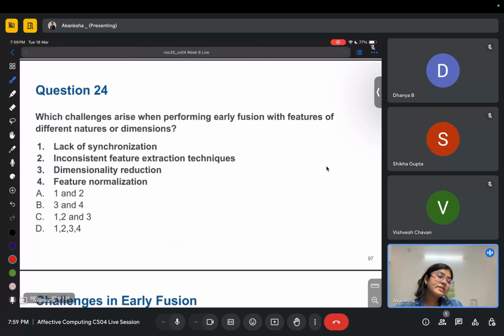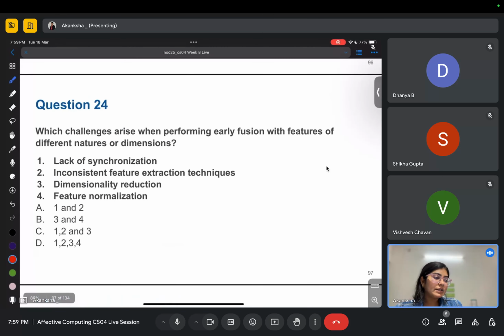Okay, which challenges arise when performing early fusion with features? So, lack of synchronization, inconsistent feature extraction techniques, dimensionality reduction, feature normalization. Lack of synchronization is there. This is a challenge. We want to make the modalities synchronized with each other. So first one is true.